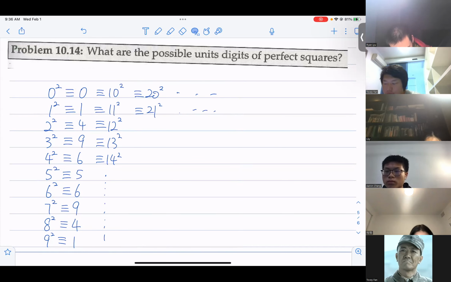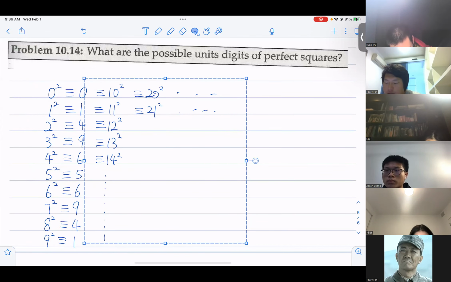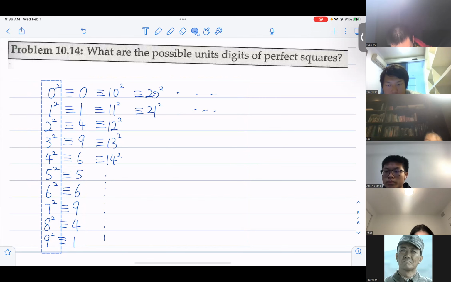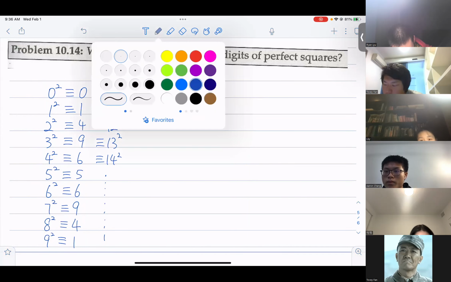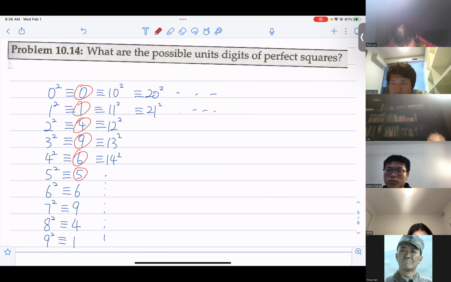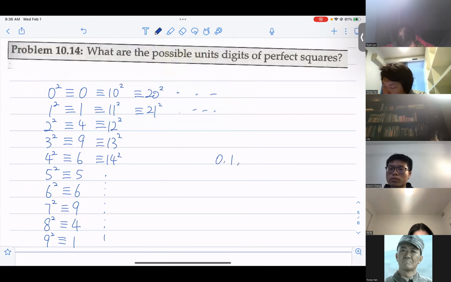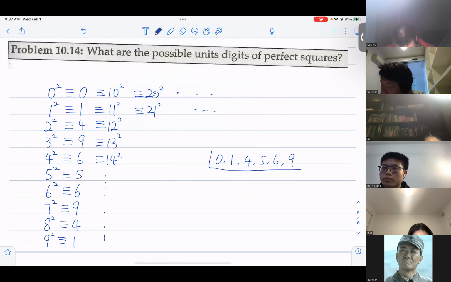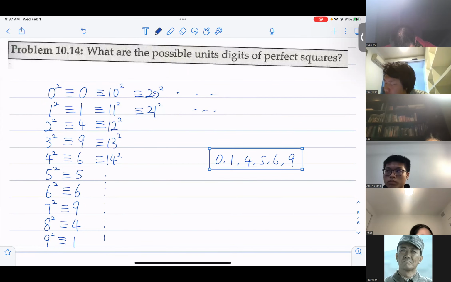是不是看 perfect square 只用看 unit digit 对吧？所以所有数呢，其实无非就是从0的 square 到9的 square. So what are the possible unit digits? 0, 1, 4, 9, 6, 5. Nothing else. So everything else is not possible. It's not like every digit is possible. Only these 6 digits are possible. Okay, so we noted the possible ones are 0 and 1, 4, 5, 6, and then 9.